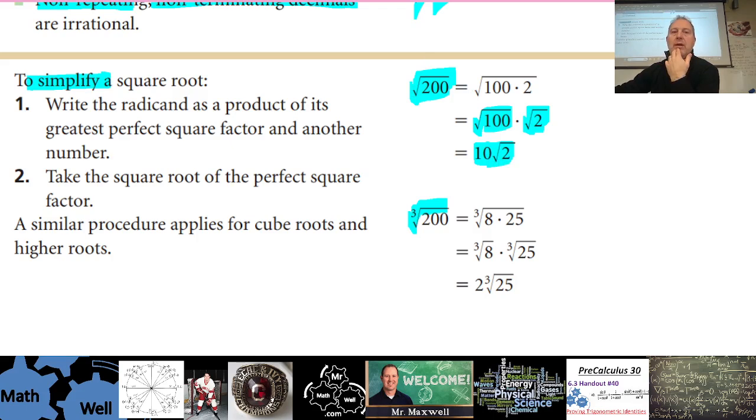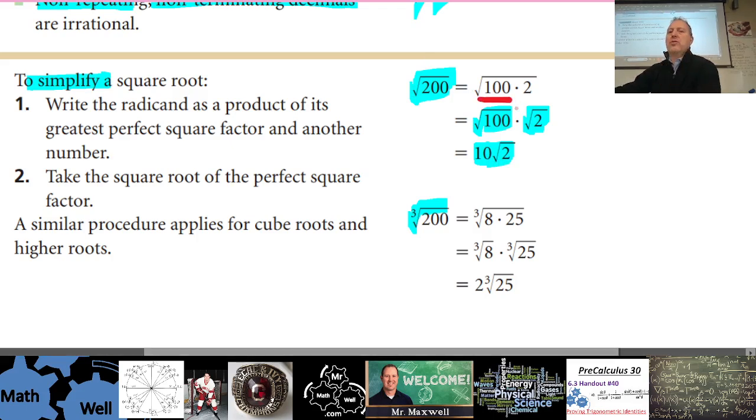Now, the other thing is we want to choose the largest perfect square factor if you can. If you choose one that's smaller, you might have to do this twice or 3 times, okay? Which is not the end of the world. Like, for example, if I said, oh, 200 is 25 times 8. No problem. 25 is a perfect square, so that's going to be 5 root 8. Now, I wouldn't be done yet because 8 also has a perfect square factor, right? So you always have to double check to make sure you got the biggest one. And this is not a problem. It just adds an extra couple steps.